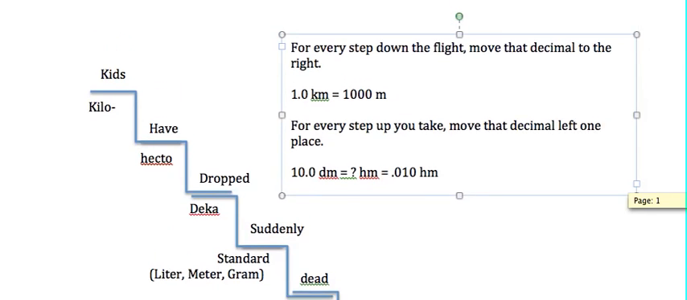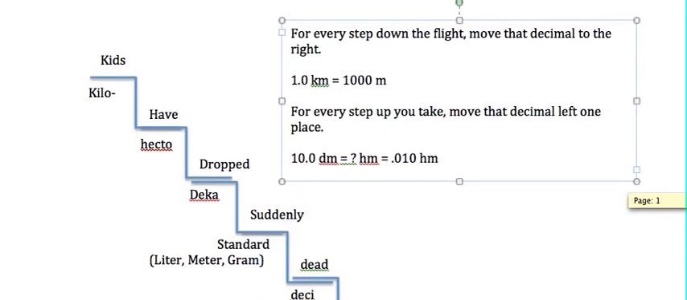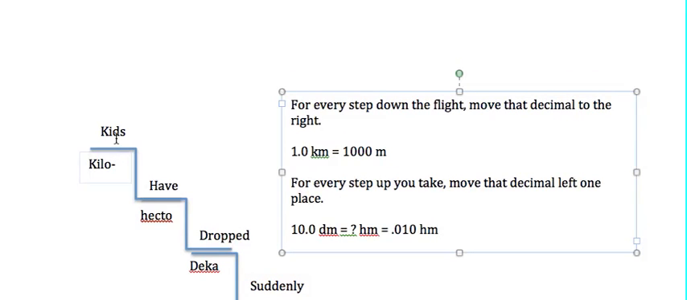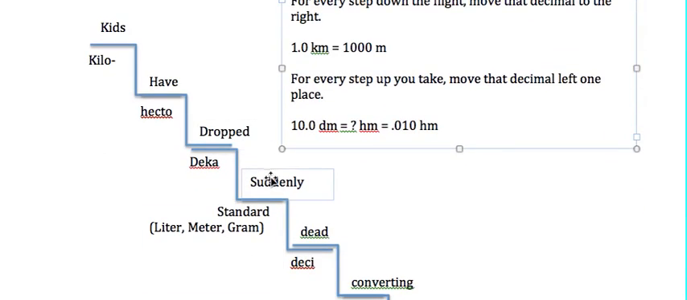Remember, mathematically, whenever we're doing any of this, going down the stairs is the equivalent of multiplying by 10. So for each stair we go down, it's like multiplying by 10. If I go down 2 stairs, then it would be 10 times 10, which would be multiplying by 100. If I go down 3 stairs, like we did in the first example, that would be 10 times 10 times 10, or 10 cubed, which is 1,000.